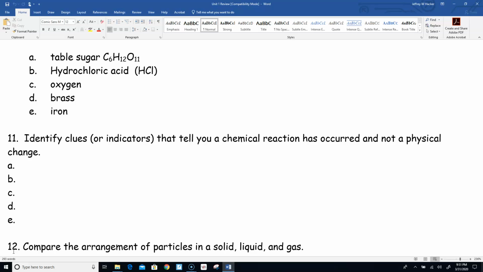And then finally, gases, the particles are spread way far apart. They're bouncing off the walls of the container. They're expanding to fill it. They have no definite shape, no definite volume. So that is your review guide for Unit 1.